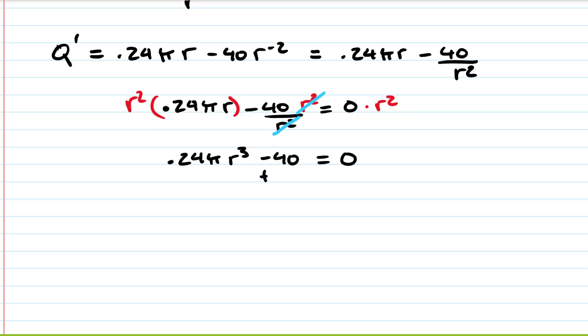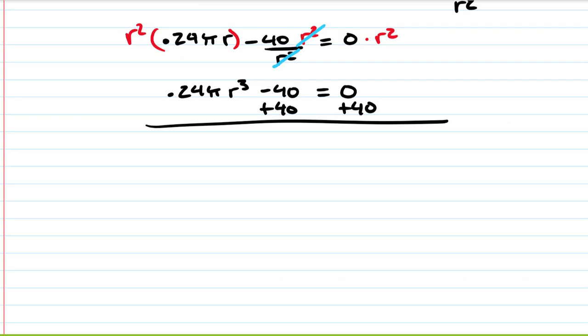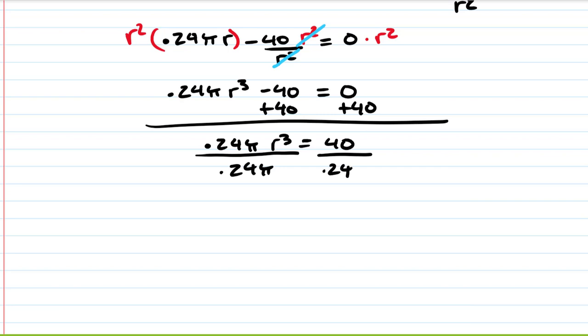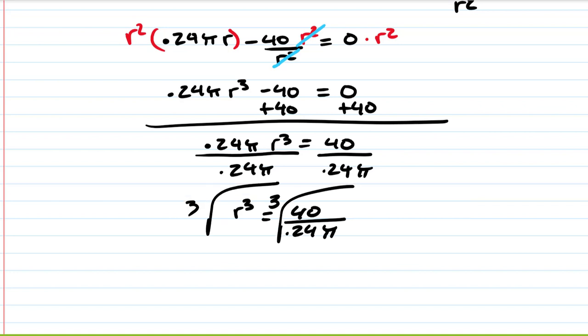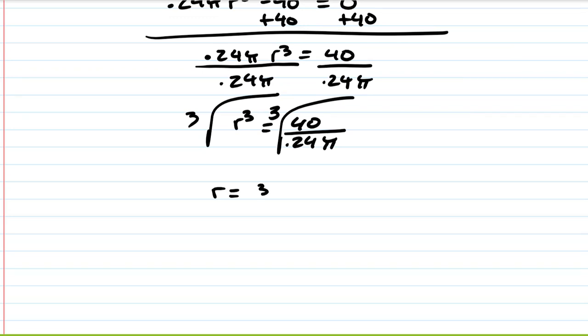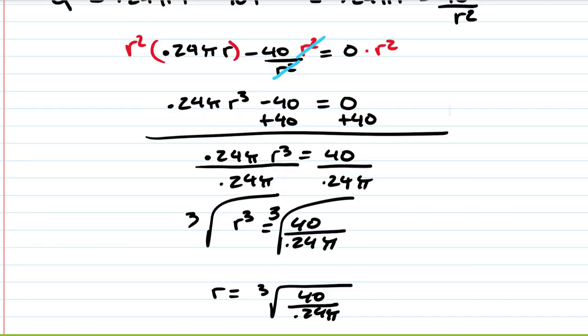So now this is a cubic, so we can just isolate our r cubed by adding 40 to both sides. So 0.24 pi r cubed equals 40. Isolating r cubed, we divide by 0.24 pi. So r cubed is 40 over 0.24 pi. And finally, we take the cube root of both sides. And that gives us r equals the cube root of 40 over 0.24 pi. So then that's our radius.